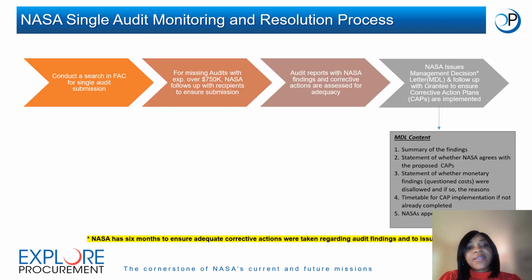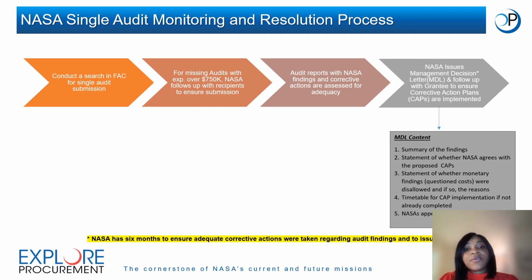This graphic outlines NASA's single audit monitoring and resolution process. The process begins with NASA conducting a search in the Federal Audit Clearinghouse for single audit submissions. For missing audits with expenditures that are over $750,000, NASA follows up with the recipients to ensure that the audits are submitted. Audit reports with NASA findings are assessed for adequacy, followed by issuance of a management decision letter.